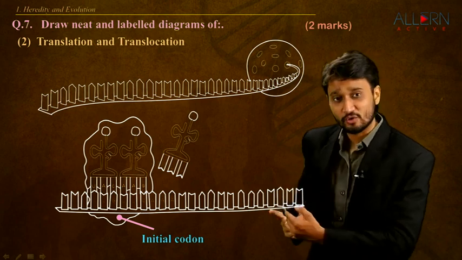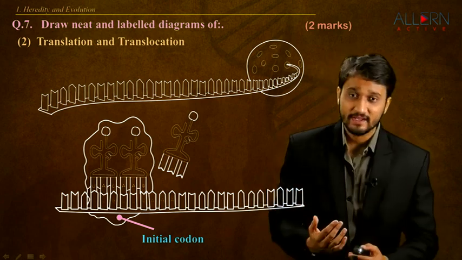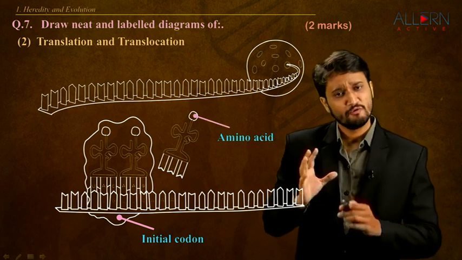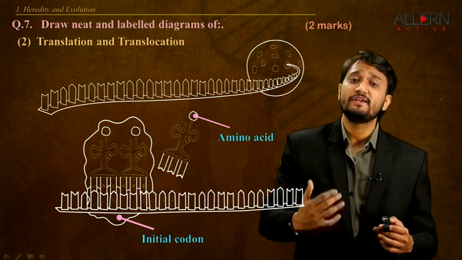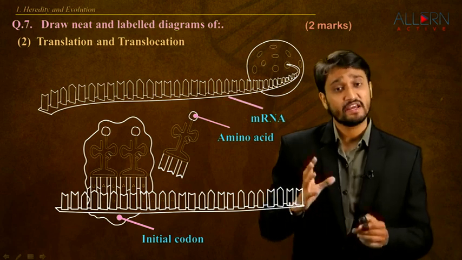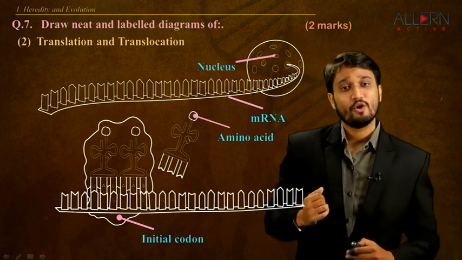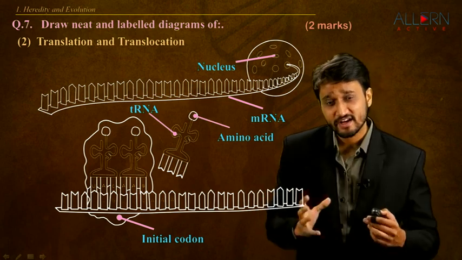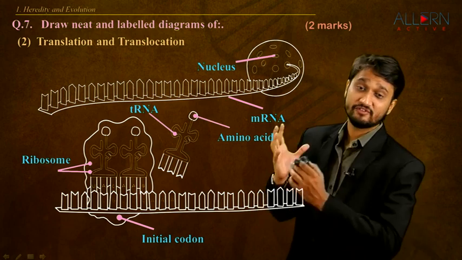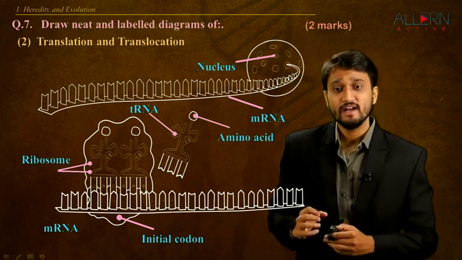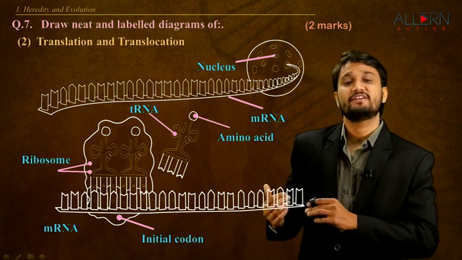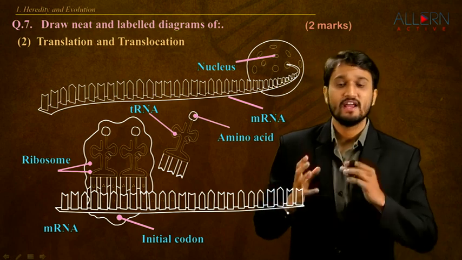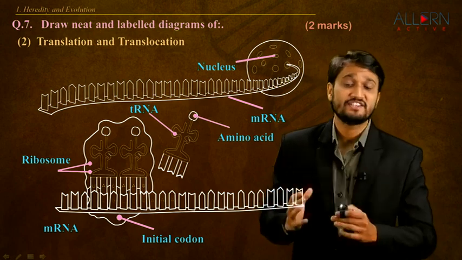Now we start labeling it. So we have the initial codon, the first codon onto which the first tRNA is attached along with its anticodon. Then we have the amino acids that is present. We can label it only on one tRNA. We do not need to label it for each and every tRNA. Then we have the mRNA molecule that is coming out of the nucleus itself, right? The tRNA over here, the transfer RNA that is carrying the amino acid. Then we have the ribosomes on the second part over here, right? And finally the same mRNA but present in the cytoplasm. That is how you draw and label the diagram for transcription and translation. In fact, translation and translocation.